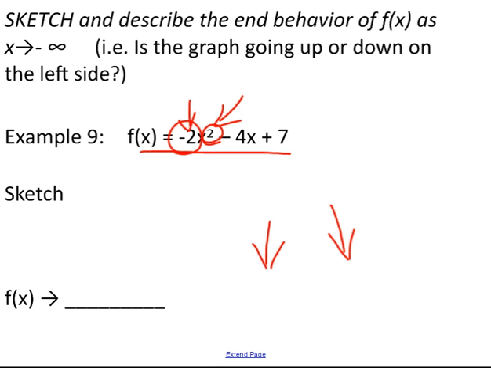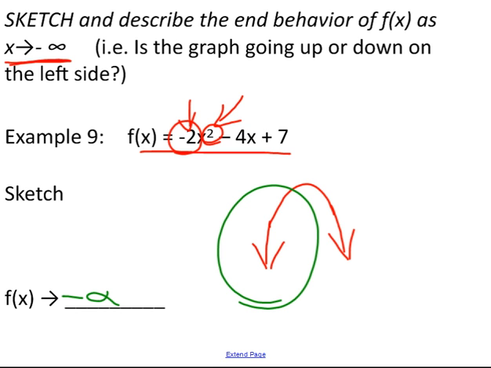Degree is 2. It's going to have 1 turning point. This time I want x approaching negative infinity. That means I want to look at the left side of the graph. And on the left side of the graph, my y value is going down to negative infinity.